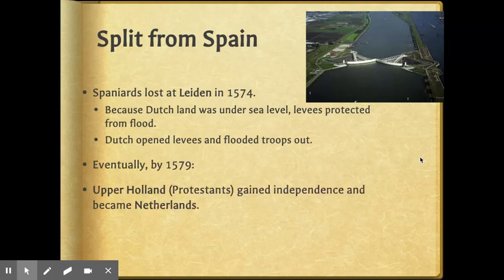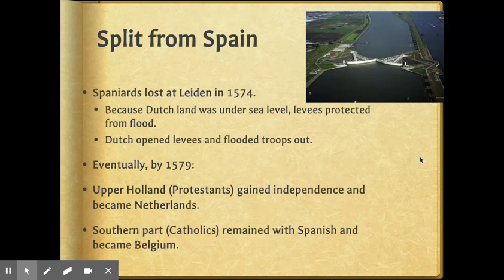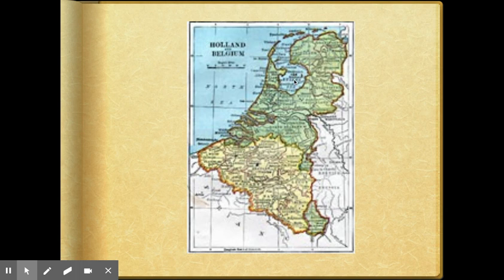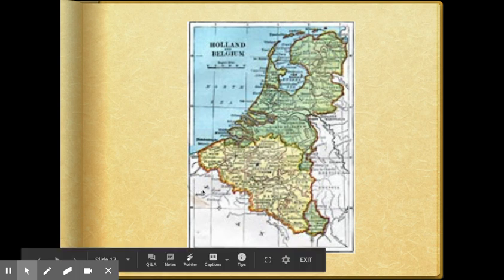So within 5 years, the Netherlands gets its independence, part of the Netherlands. The Protestant part is going to break away, and that becomes today's Netherlands. Now, the lower part of Holland, they decided to stay with Spain for some time because they were Catholic, and so they were like, no, we'll stay with Spain. It's okay. Eventually, they're going to get their independence as Spain continues to crumble. That southern part is called Belgium today. So just here's a map. This is the Netherlands and Belgium, and then France.